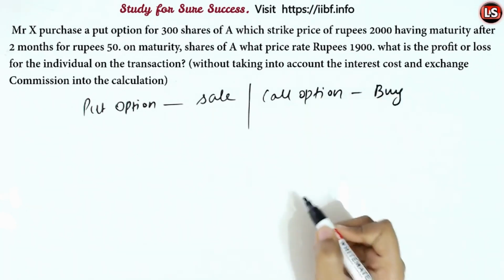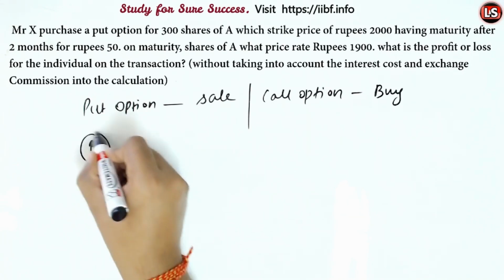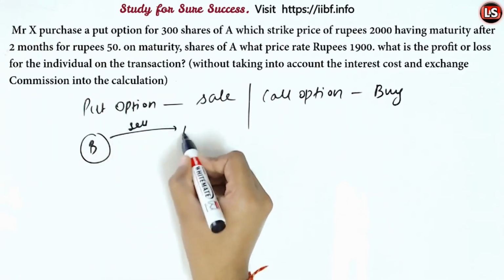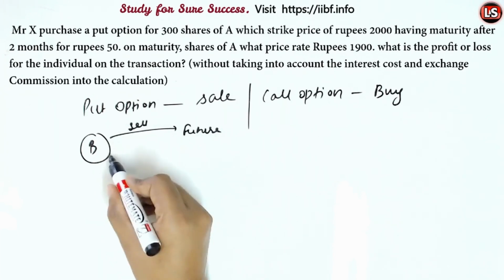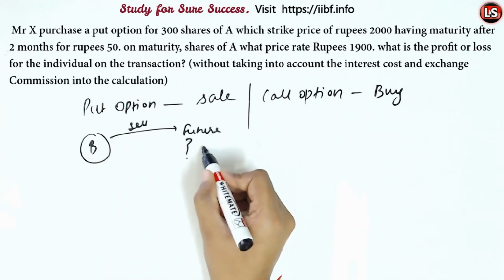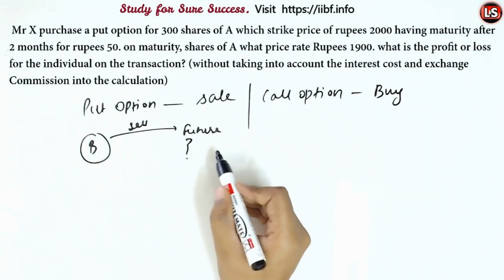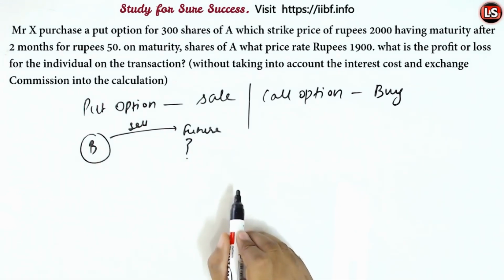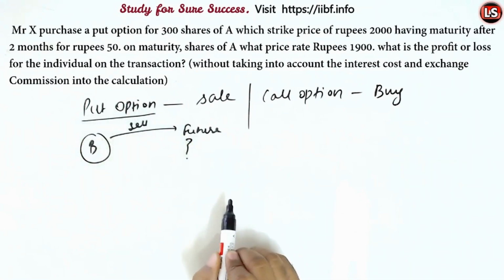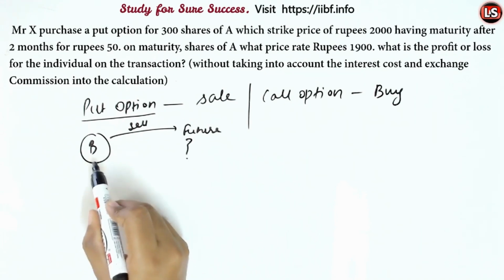Okay? Understand it like this. Now let's say we have a person named B. B wants to make a transaction and sell something in the future. But now B is afraid about the future. He is afraid that what if in the future the price goes down or goes up. So B wants the surety of a good price for the shares. So basically what B will do, B will purchase a put option. A put option gives B the right to sell the shares if he wants.